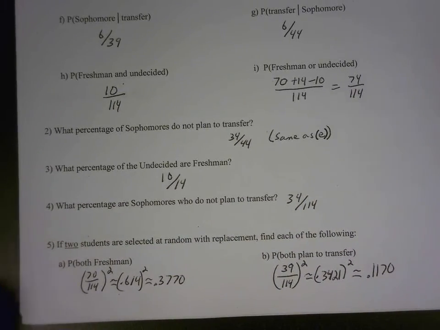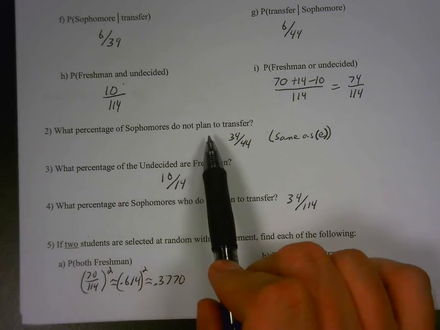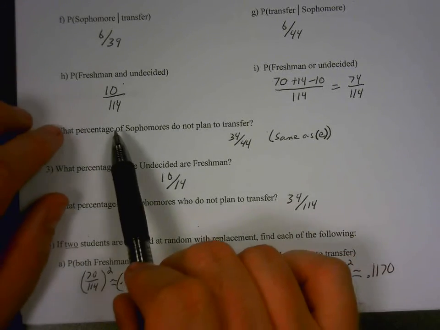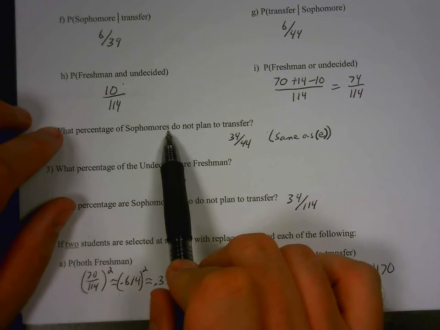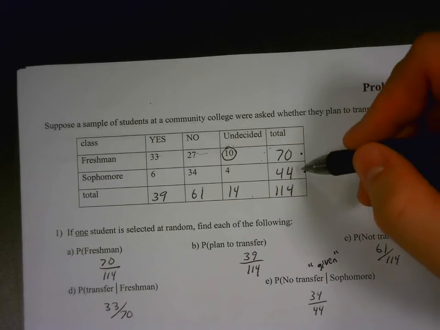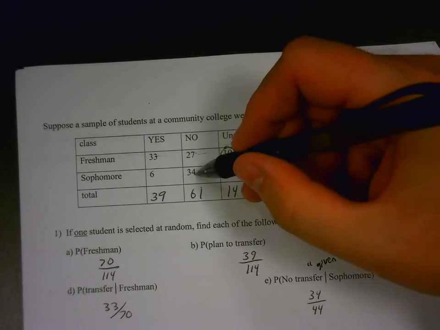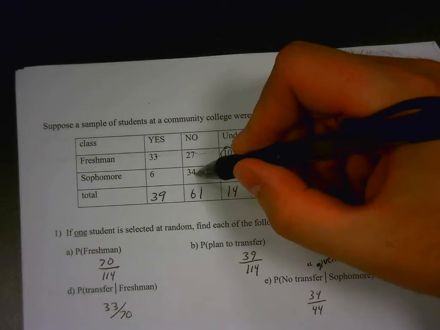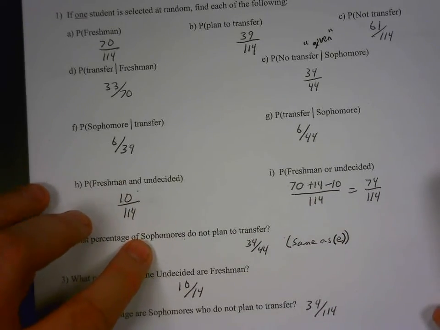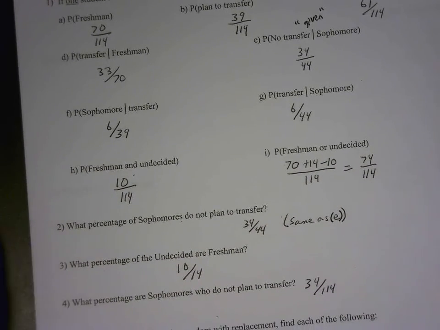Okay, then the other questions. Okay, here's the answers to those, so you can see those quickly. What percentage of sophomores do not plan to transfer? So this is the same as E. What percentage of sophomores, so you're only looking at sophomores, do not plan to transfer? So there's 44 sophomores, and 34 of them do not plan to transfer. Okay, so essentially that is the same question as E, just written differently. And that's something people have a hard time with, is the same question is asked in a different way. You have to pay very close attention to the wording.